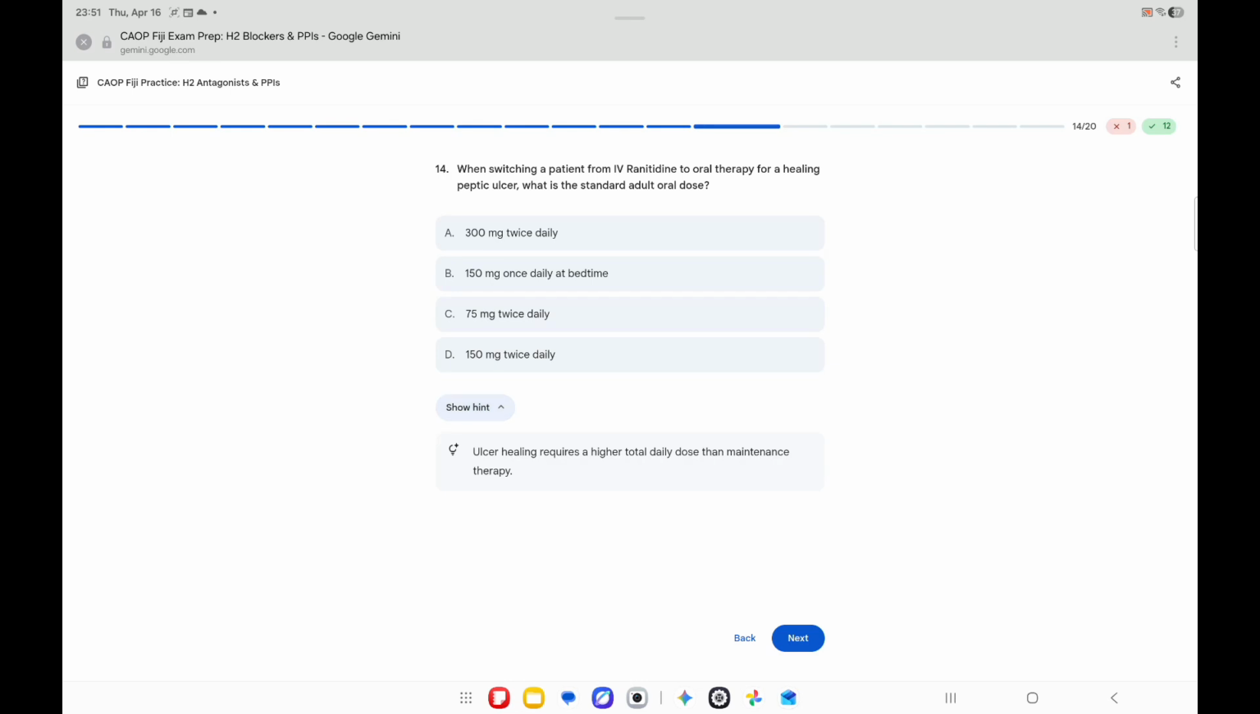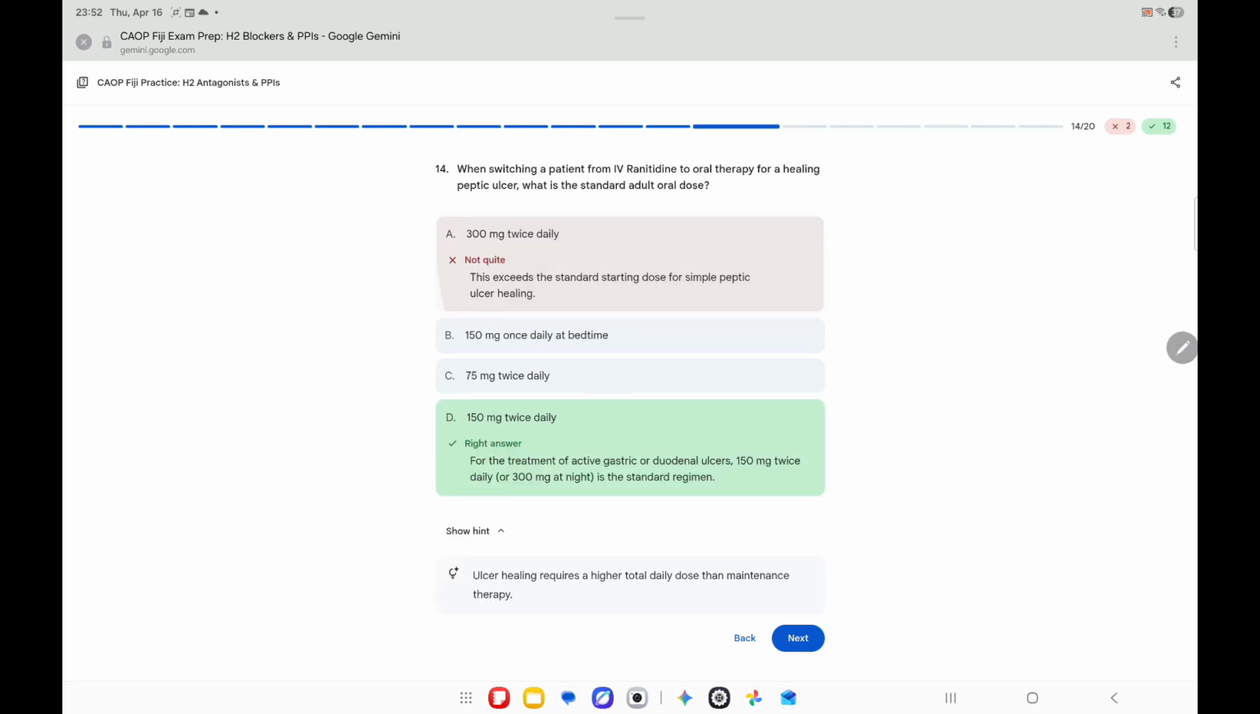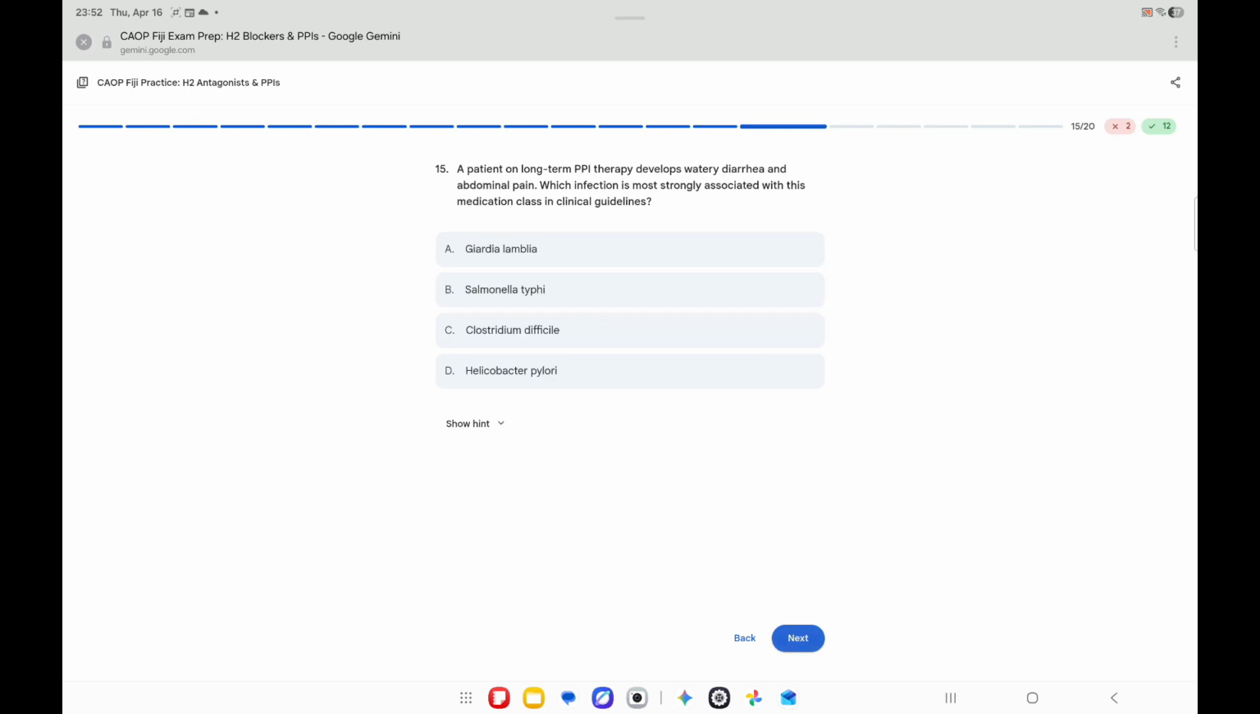Ulcer healing requires a higher total daily dose than maintenance therapy, so it will be 300 milligram twice daily. That's the maximum, but it's wrong. So 150 milligram twice daily is the right choice. Okay, so now two incorrect answers.